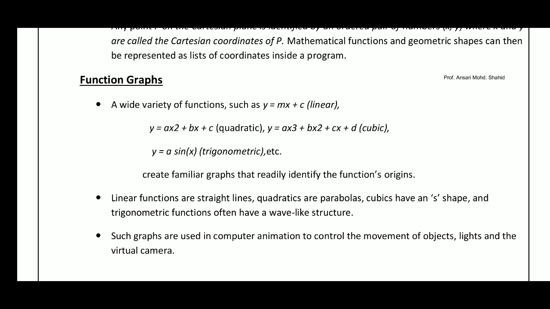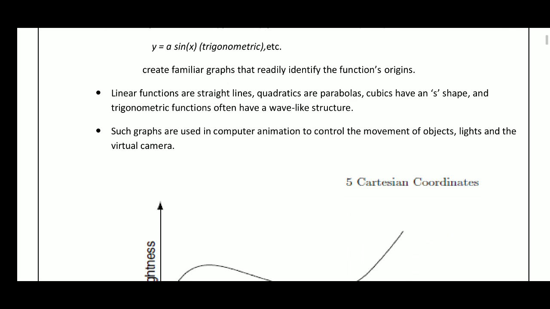Such graphs are used in computer animation to control the movement of objects, lights and virtual cameras. So as they have specified, such graphs are being used for the movement of your objects, lights, that is the backlights, and the virtual camera, which is moving all the time in the animation process.